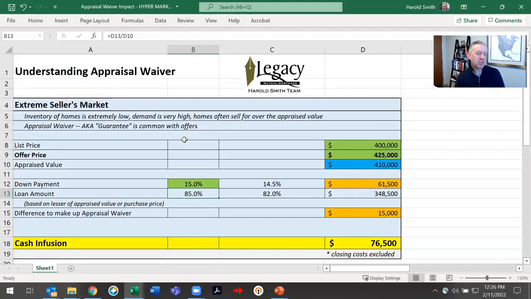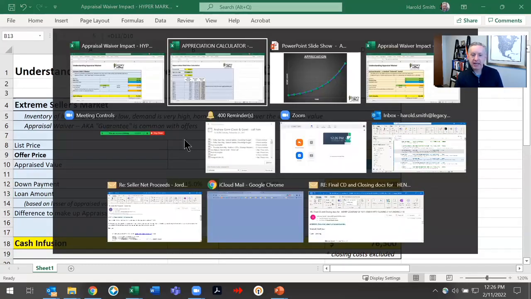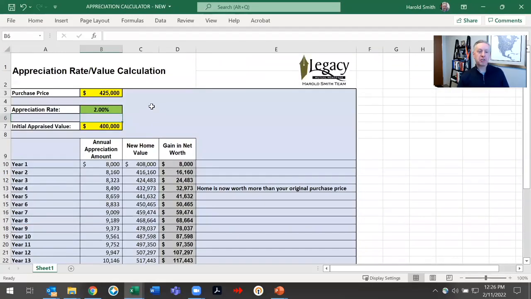Let me show you another spreadsheet that's really helpful to think through, and we use this appreciation calculation to help do that. Let's say that you've got a purchase price of $425,000 and it only appraised at $400,000. Well, the appreciation rate of the last couple of years has been very, very high, and it probably will not always be that high. In fact, I will guarantee you it's not always going to be that high. So let's say though that the appreciation rate goes down.